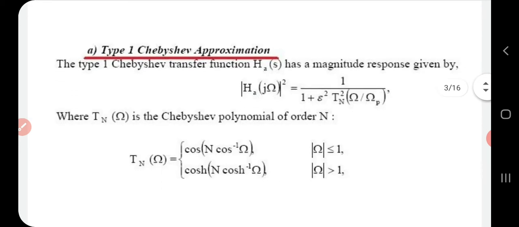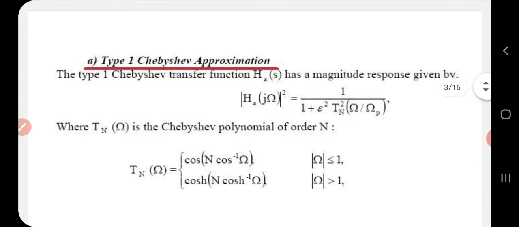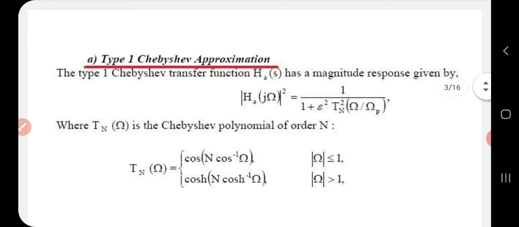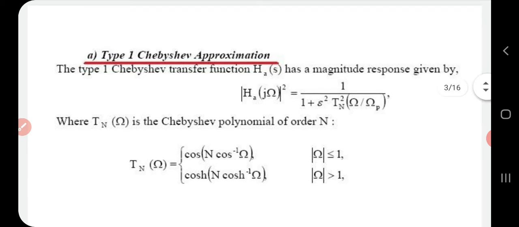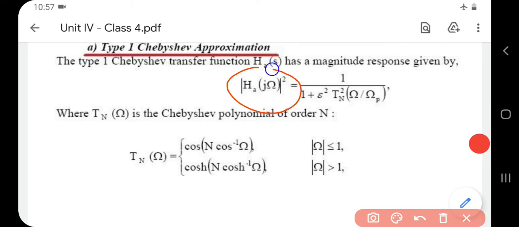Now, here you have to study a few expressions that are important while designing a Chebyshev filter. So, first we will deal with the terms or some specification parameters that you will have to evaluate while designing a type 1 Chebyshev filter. So, in type 1 Chebyshev filter, the transfer function, that is H of s, this s is a complex variable, it is replaced by j omega. So the magnitude of this transfer function, this is called transfer function. So the magnitude of transfer function for a type 1 Chebyshev filter is given by this expression.